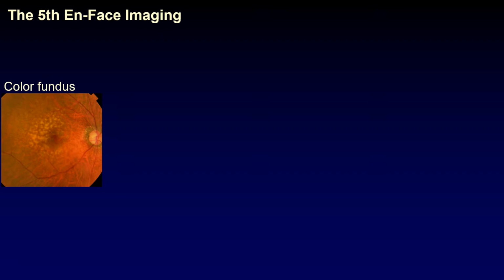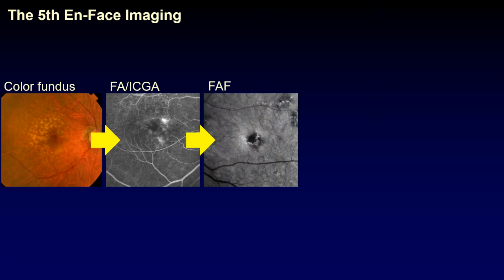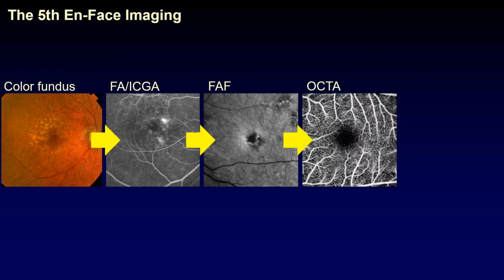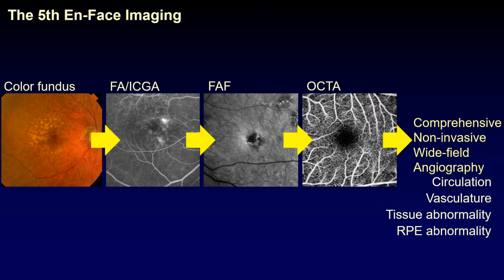The first generation of the EMPATH imaging would be the color fundus. Then we have invasive angiographies including FA and ICGA at the second generation. We also have the non-invasive versions of the angiography, such as FAF. And recently, we have another non-invasive angiography, OCTA. If OCTA is the fourth generation, what is the fifth? It might be a comprehensive, non-invasive, wide-field angiography. By using it, we might be able to assess the circulation, vasculature, tissue abnormality, and RPE abnormality.